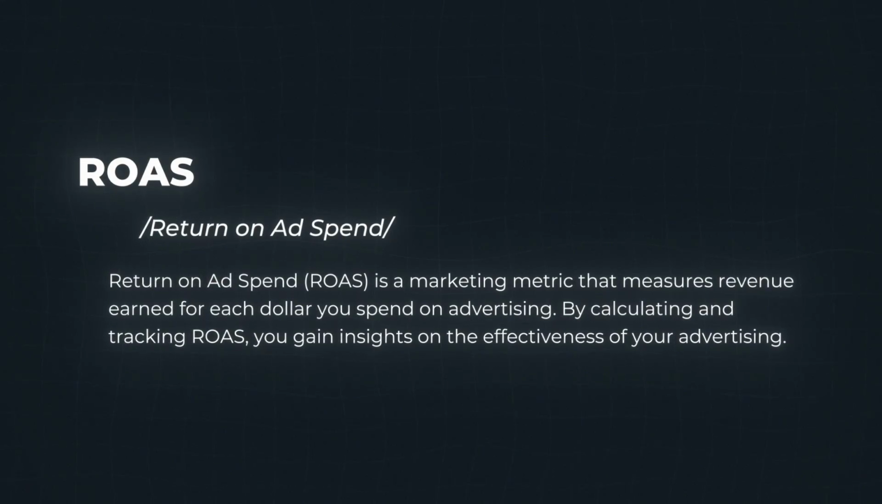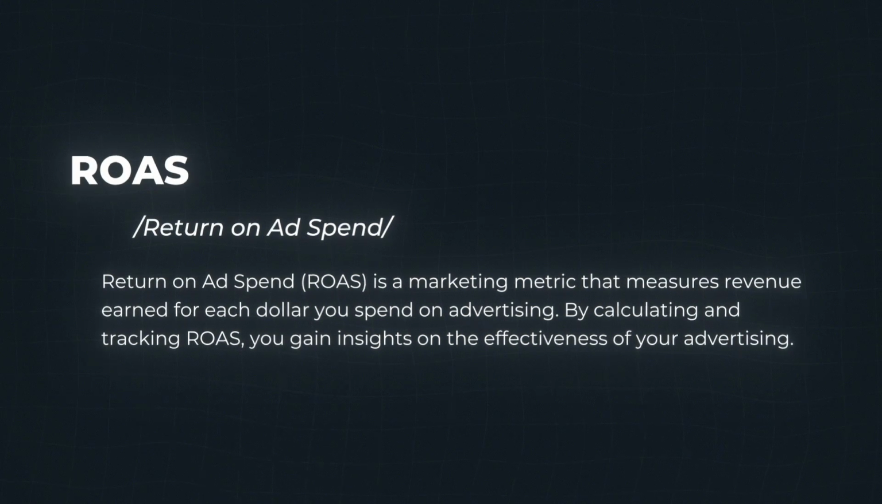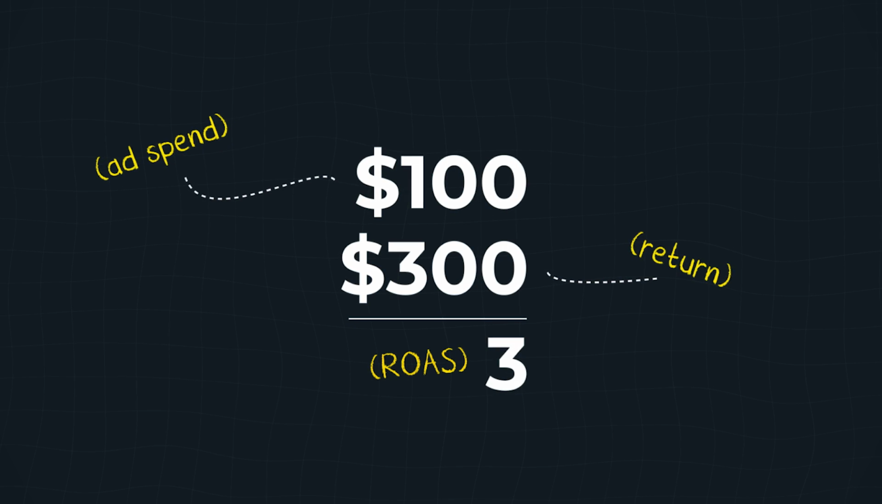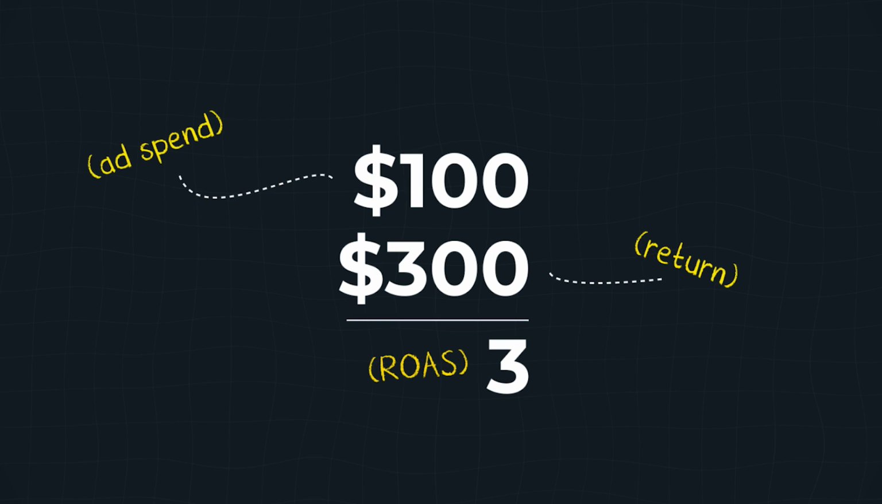So what a return on ad spend means in its simplest terms is what is your return, which is your revenue that you gained on the amount of ad spend that you put out. So if you spent $100 on Facebook ads and you received $300 in revenue from those ads, you have a return on ad spend of 3.